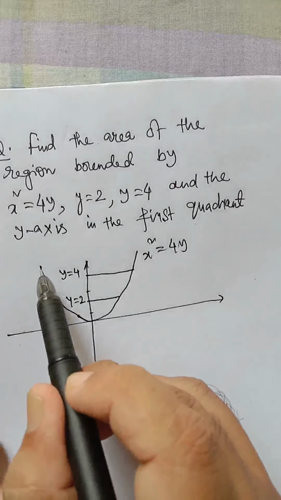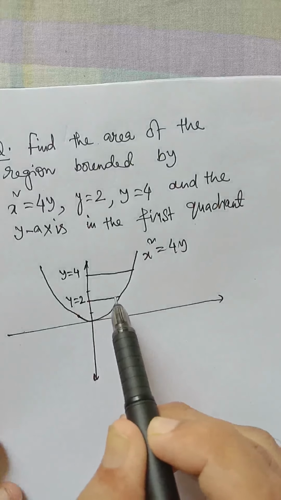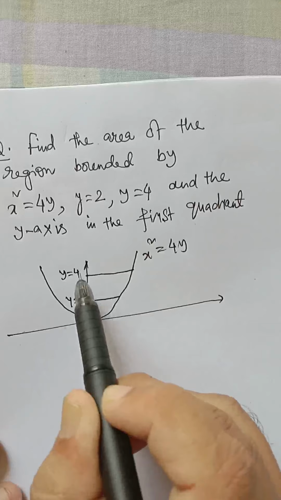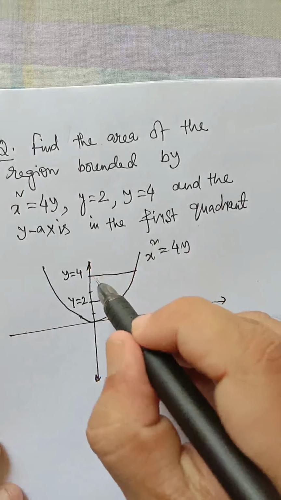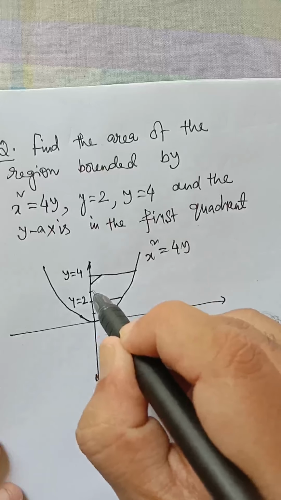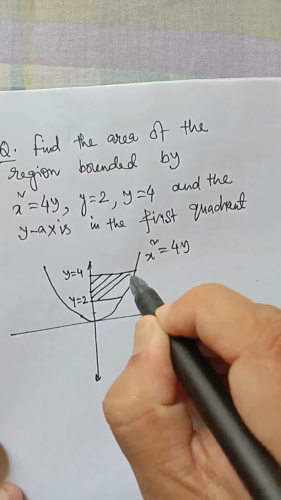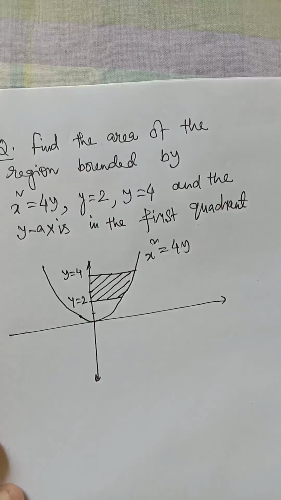Now this is the rough sketch of x square equal to 4y. This is the line y equal to 2. y equal to 2 is a line parallel to the x-axis. So this is y equal to 2, this is y equal to 4, and this is the first quadrant. We have to find the area bounded by y equal to 2, y equal to 4, and the curve x square equal to 4y in the first quadrant. So you have to find the area of this part.